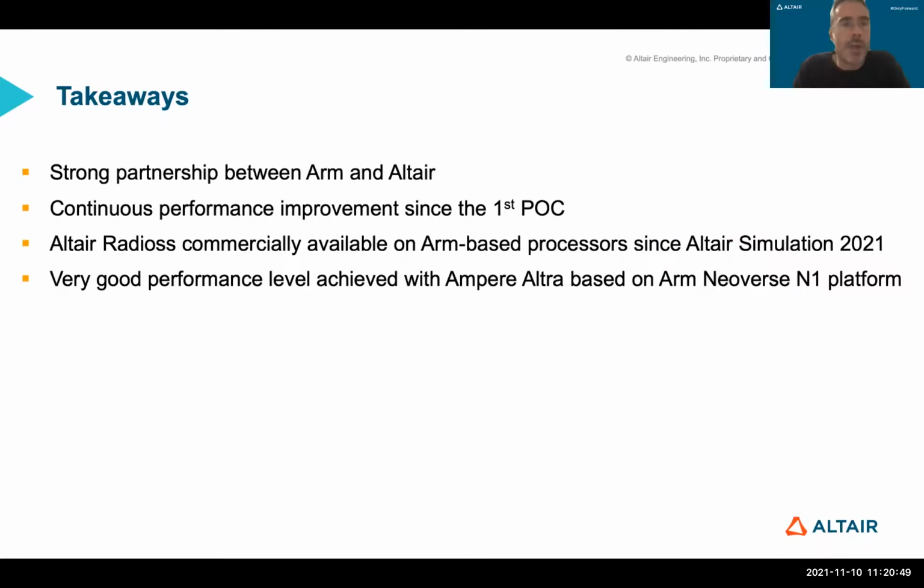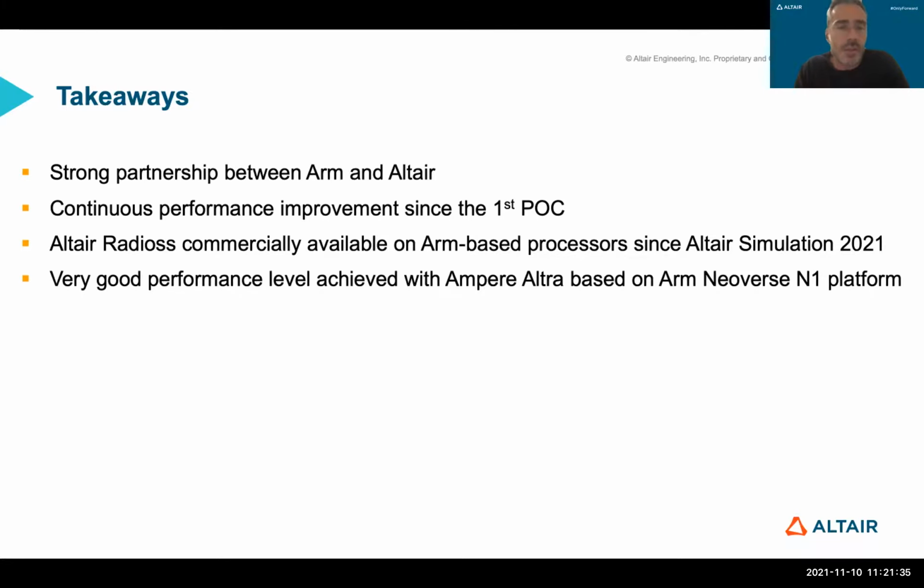So the takeaway and summary of this presentation: I have emphasized the strong partnership between ARM and Altair. It's important in terms of tools and in terms of support. There is the continuous improvement in terms of performance that we see since the first POC, and I think this is really what is important, that from generation to generation, the ARM platform delivers better and better performance. It's very important because in the CAE and crash market, performance is still key to success, due to the fact that those types of applications are really compute intensive.